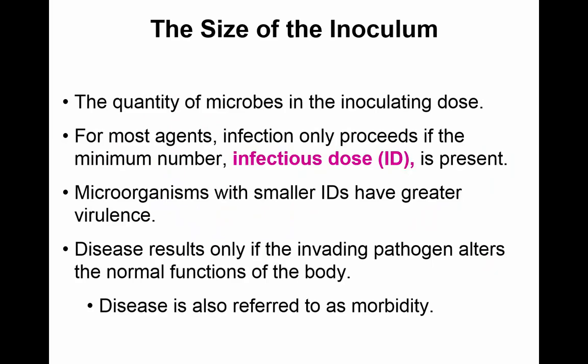Now, when we're looking at the portals of entry, we need to look at the size of the inoculum. How many microbes are in that inoculating dose? And there's a term there in the middle of the page, ID, or infectious dose. Infection only happens if the minimum number of microbes is present. That's the infectious dose. And if they have a smaller infectious dose, they have greater virulence.